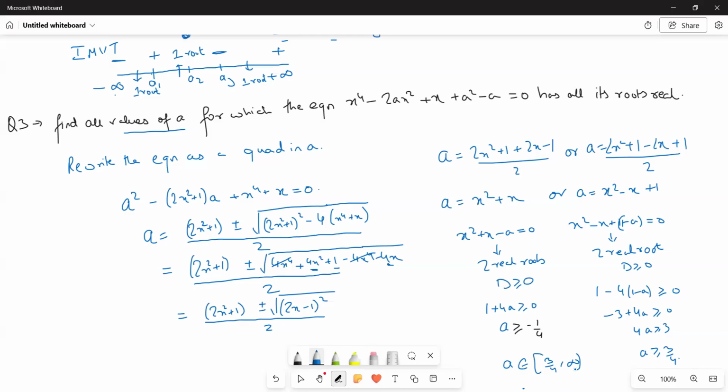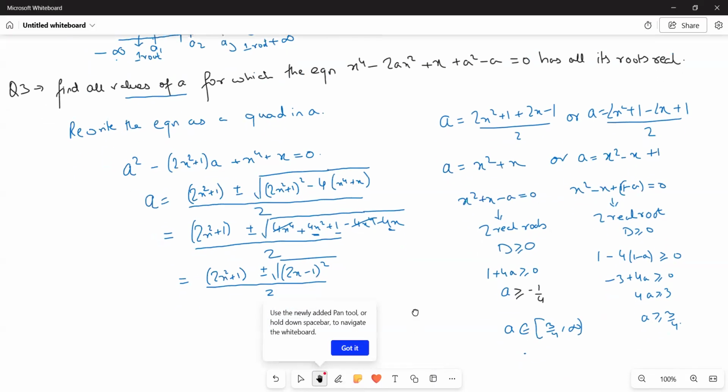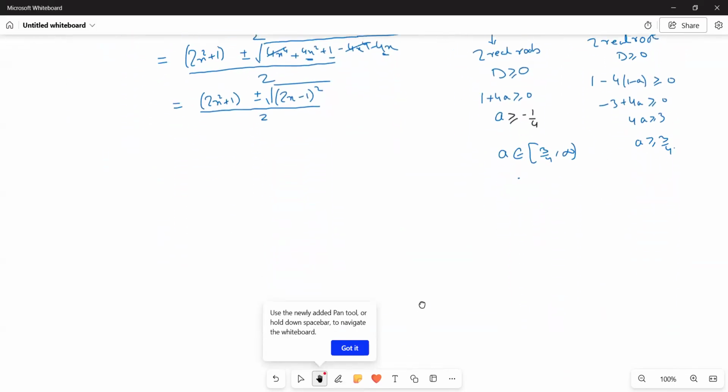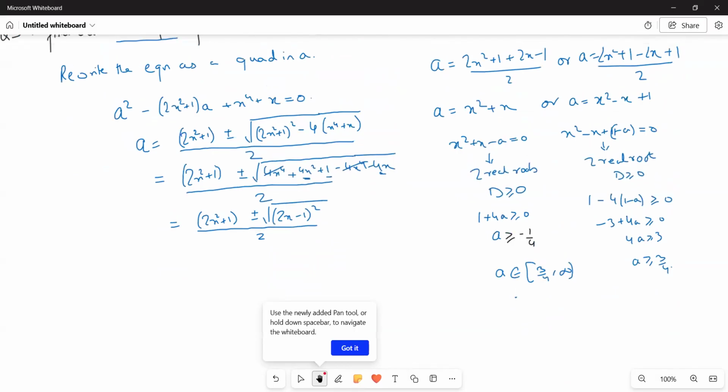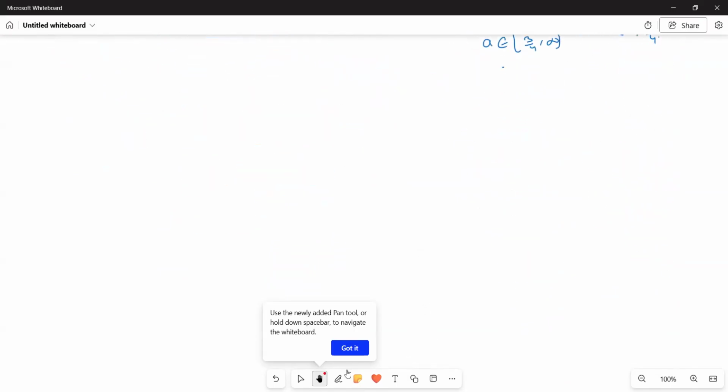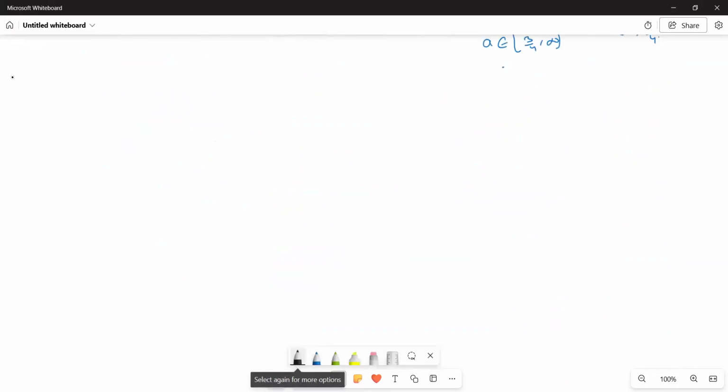Was everyone able to understand the question? These are all unique questions that we are discussing right now. Clear है ना सबको? Next question.